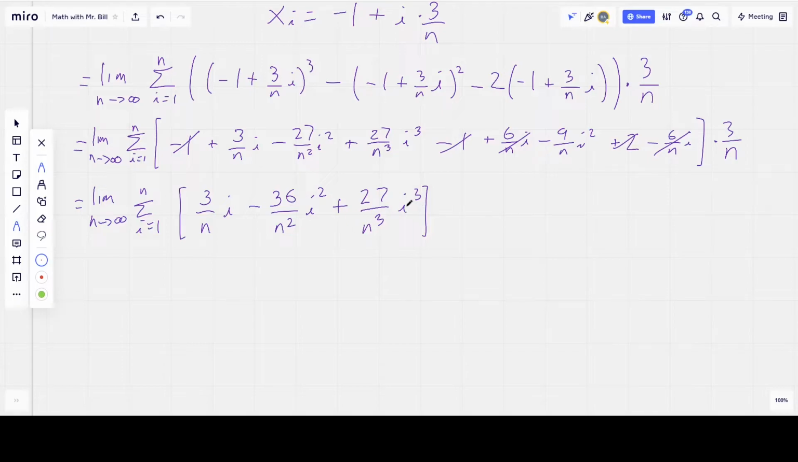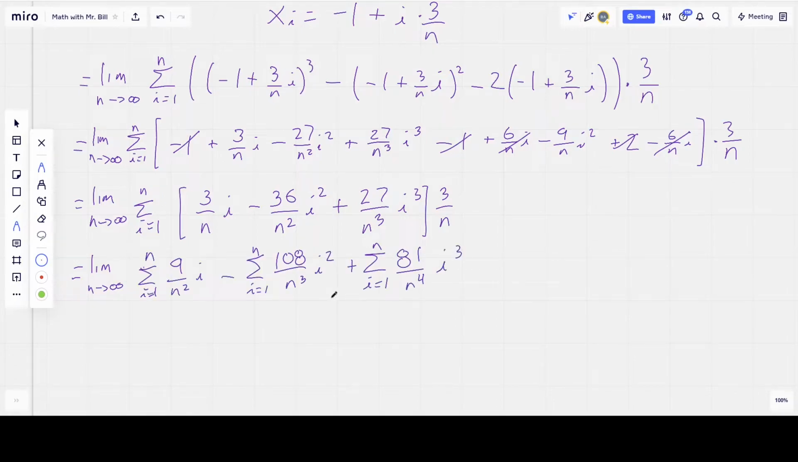One involving I, then I squared, then I cubed, and then all of this is going to be multiplied by 3 over n. So I'm going to distribute that 3 over n into each one of those terms, and then I'm going to separate each term into its own sum. So that's what you'll see on the cut to the next picture here. So I've distributed everything in, and I've separated those 3 terms into their own separate sums.